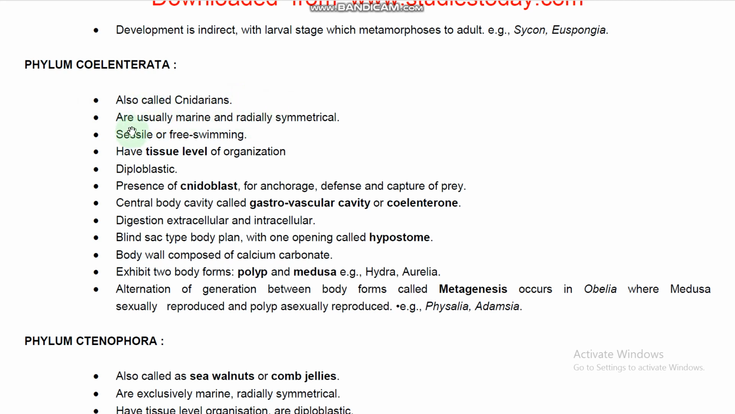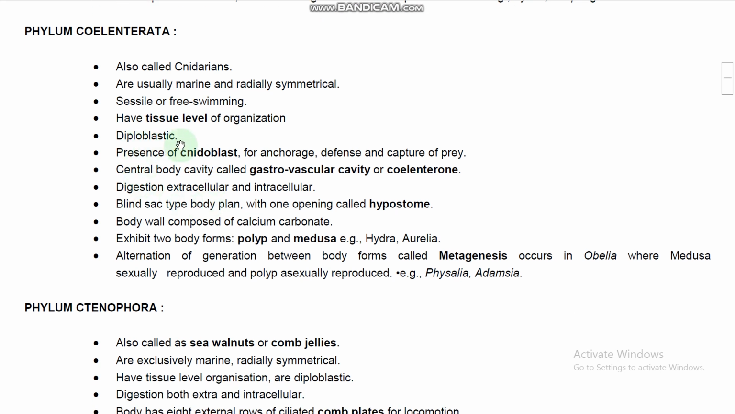Cnidarians are usually marine, and freshwater also, and exhibit radial symmetry, and are sessile or free swimming. Sessile means attached to the substratum, without locomotion. Poriferans are also sessile. Coelenterata are both sessile and free swimming, Porifera only sessile. Coelenterata exhibit the tissue level of organization, and these are diploblastic, and Porifera do not exhibit true primary germ layers.